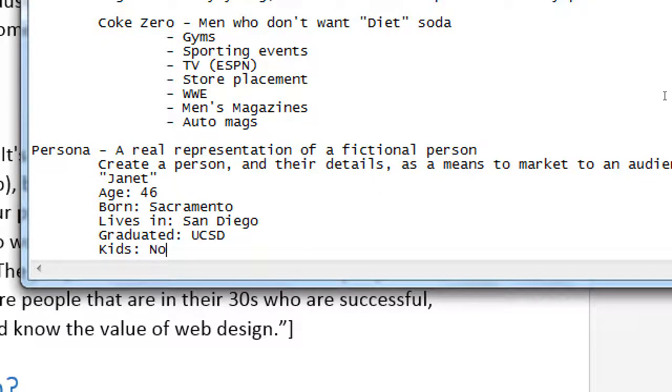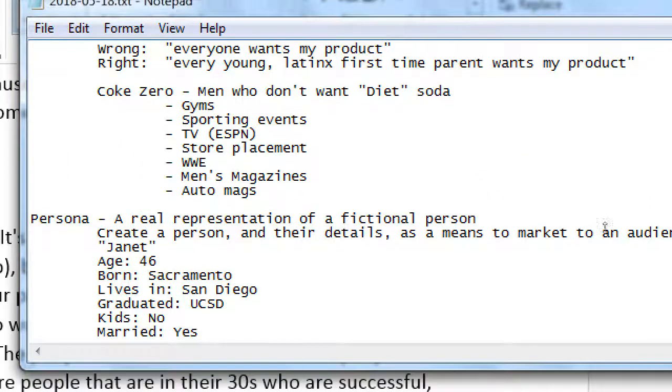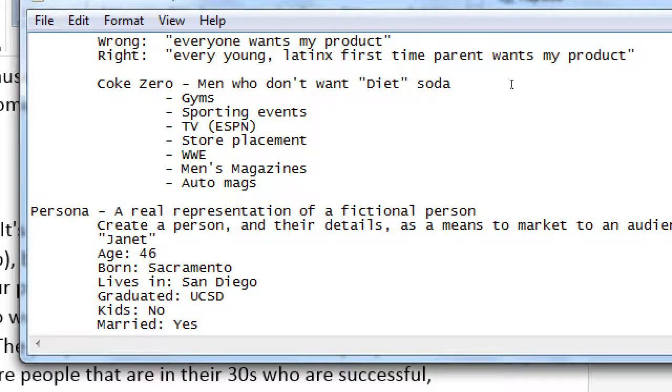Kids, no, married, yes, etc. As much detail as would make sense. So then you're going much more focused into your target audience. Up here where it was young Latinx first time parents, that could also be much more detailed. You know, second generation young parents growing up here or there and so forth.